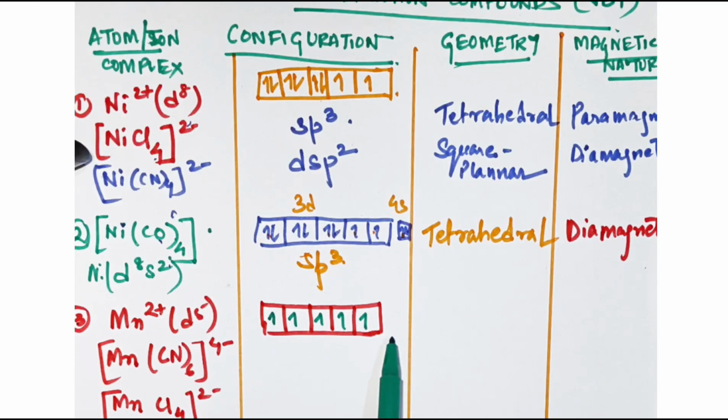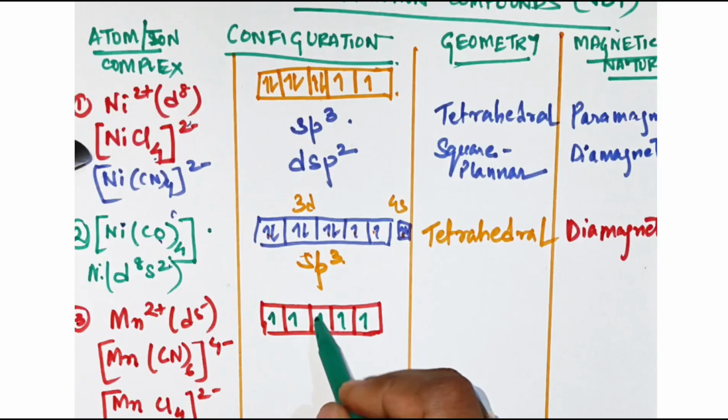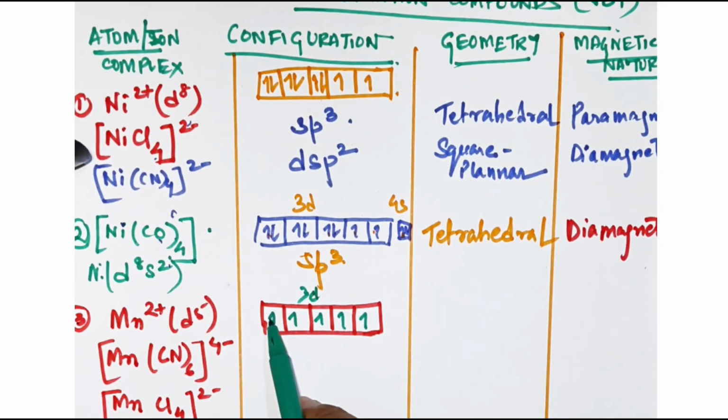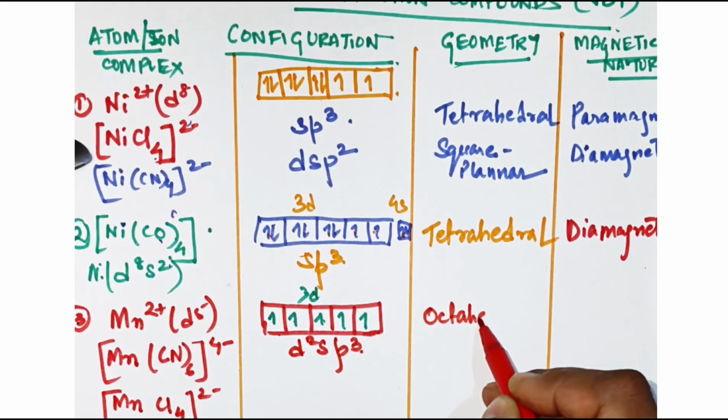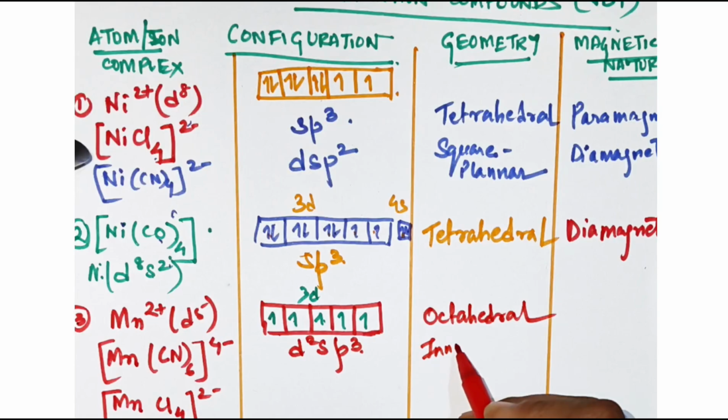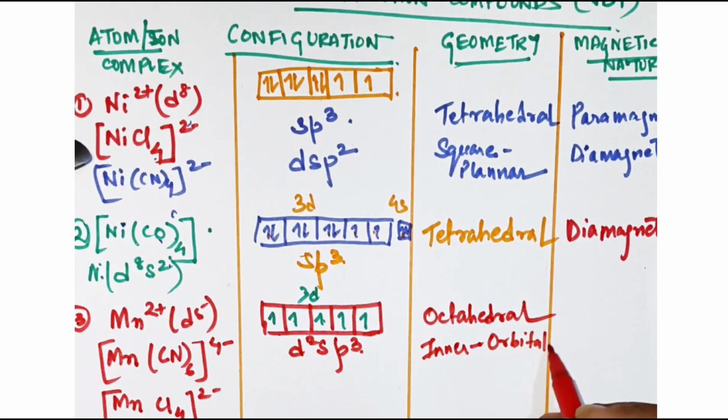Since it is cyanide, a strong field ligand, it will tell these electrons to pair up. So if it is pairing up, 1 2 3 4 5, these are going to be adjusted out here, so two d orbitals are left. Now it will form d2sp3, and d2sp3 is nothing but octahedral. This is your inner orbital complex. Only one electron is unpaired, so it will be paramagnetic.